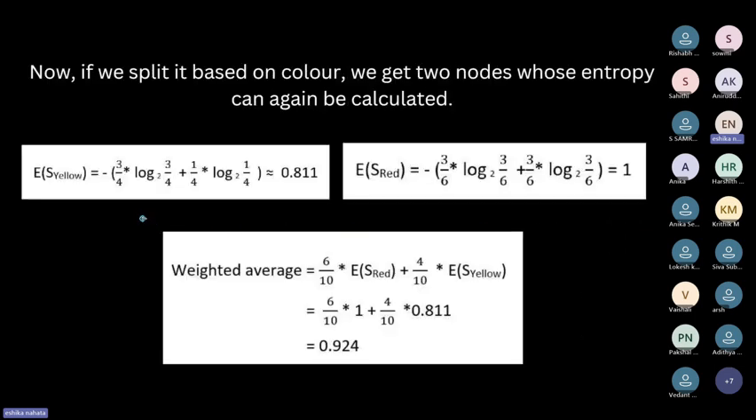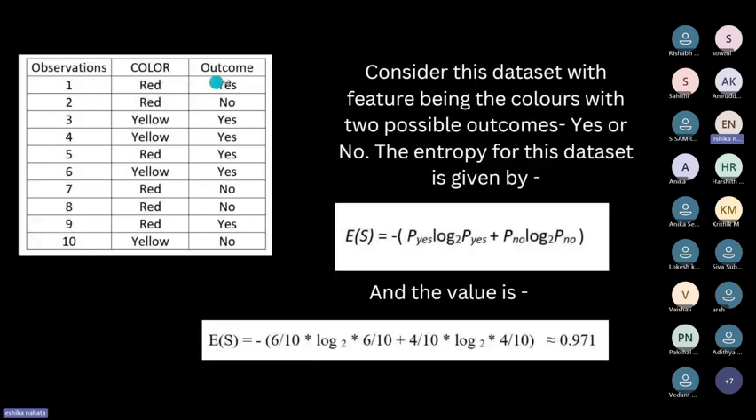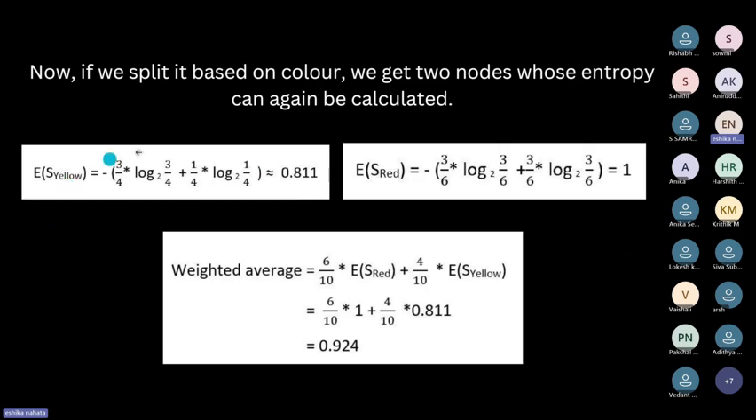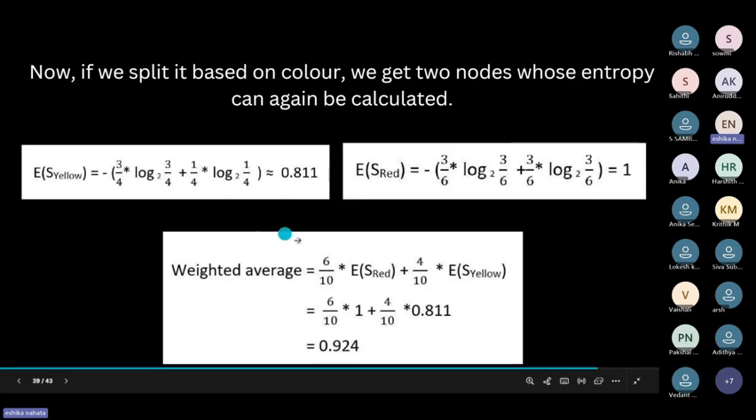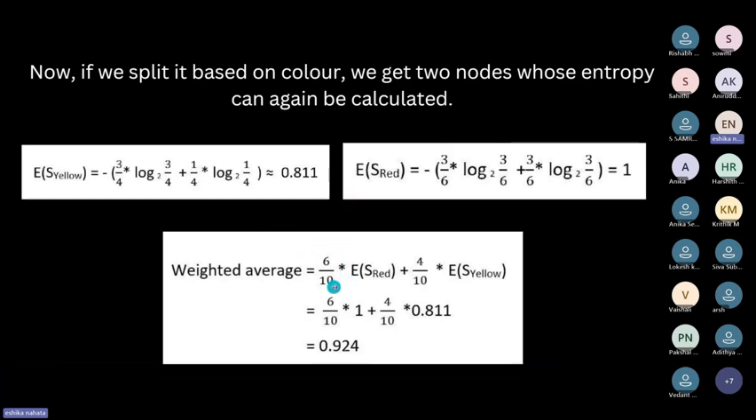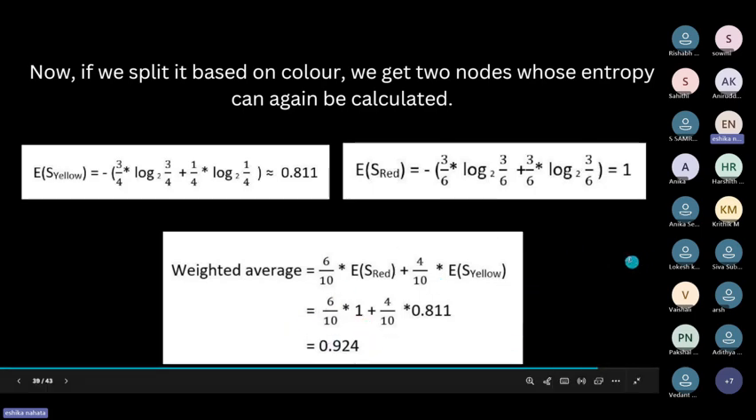Now we do it for each individual leaf node. You see how many of these rows have yellow as their color and how many have red, and within those, how many map to yes and how many map to no. This is the entropy you get for the rows that have color as yellow, and this is for red. Then you take the weighted average depending on how many rows are for each of the colors, and you get the entropy as 0.924.